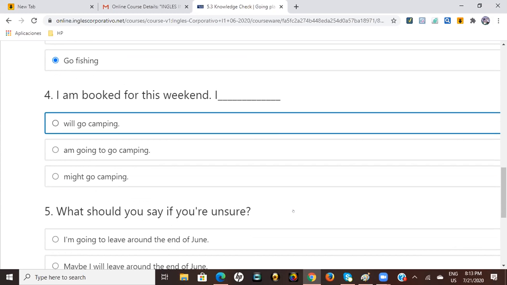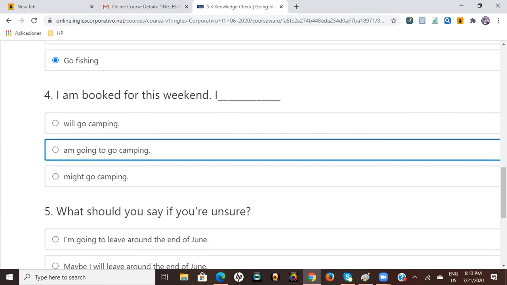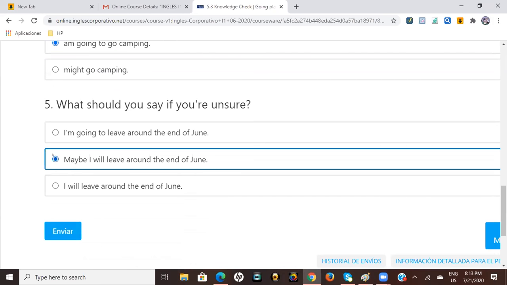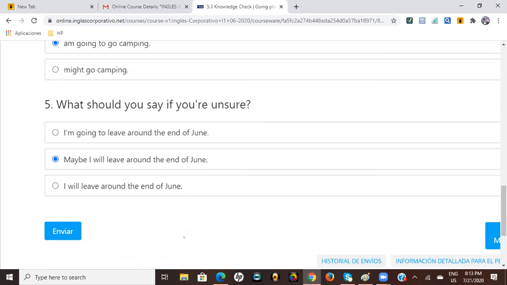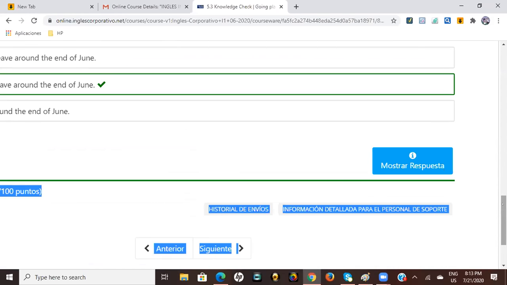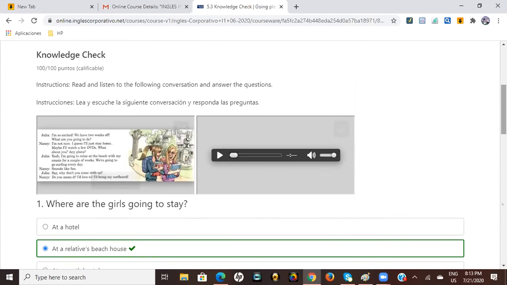When you say booked, that means that you already have plans, that you already have an agenda. I'm booked for this weekend. I am going to go camping. Okay. And number five, what should you say if you are unsure? Maybe. So maybe indicates a possibility, not completely sure. So let's check your answers. 100 points, very good. Any questions here about the reading comprehension exercise?